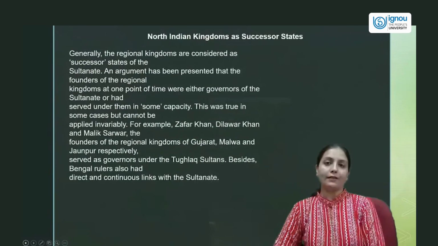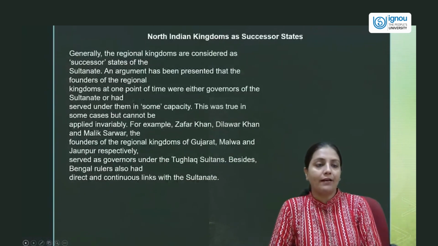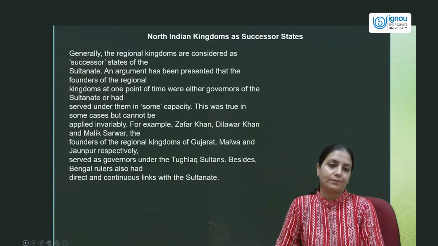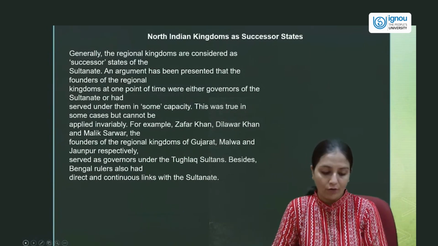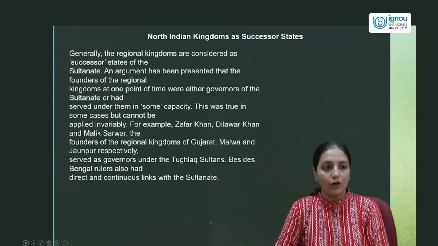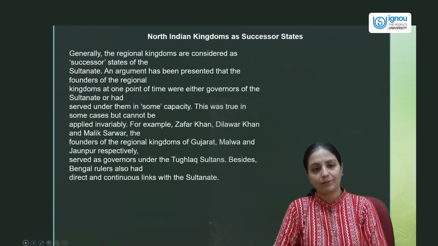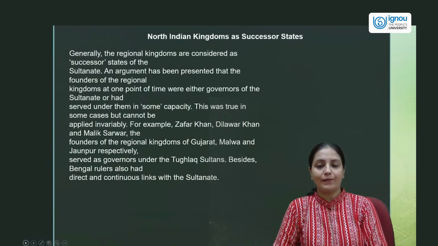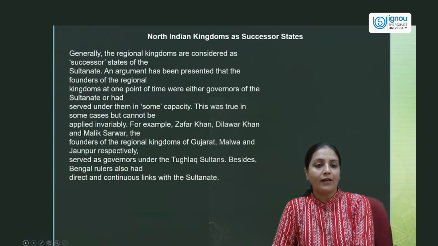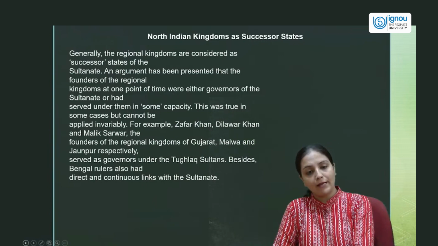Next is North Indian kingdoms as successor states. Generally, the regional kingdoms are considered as successor states of the sultanate. An argument has been presented that the founders of regional kingdoms at one point of time were either governors of the sultan or had served under them in some capacity. This was true in some cases but cannot be applied invariably. For example, Zafar Khan, Dilawar Khan, and Malik Sabar, the founders of the regional kingdoms of Gujarat, Malwa, and Jaunpur respectively, served as governors under the Tughlaq Sultans.